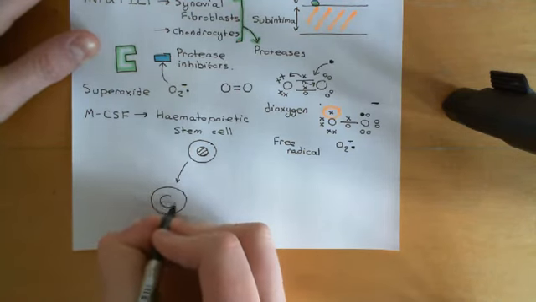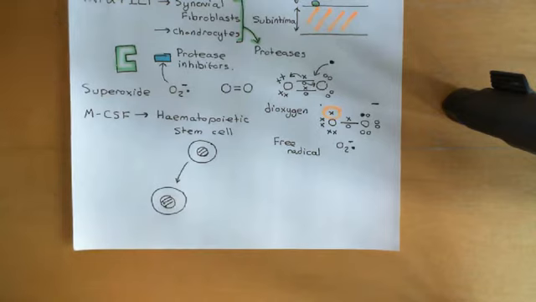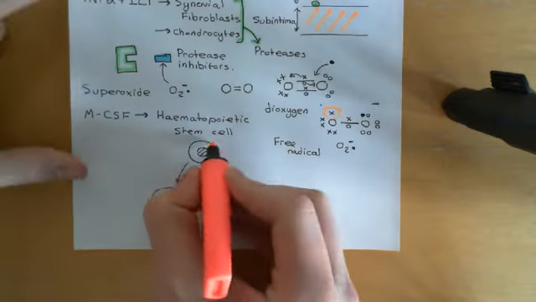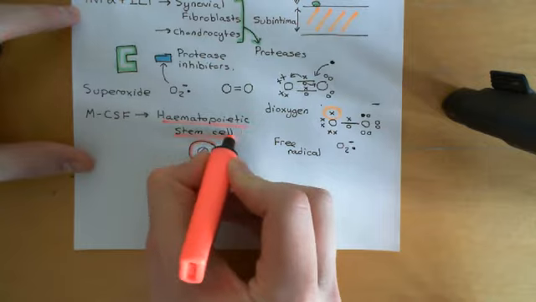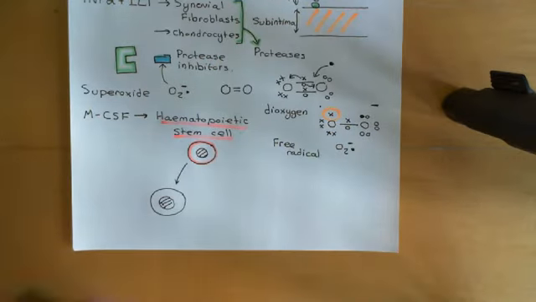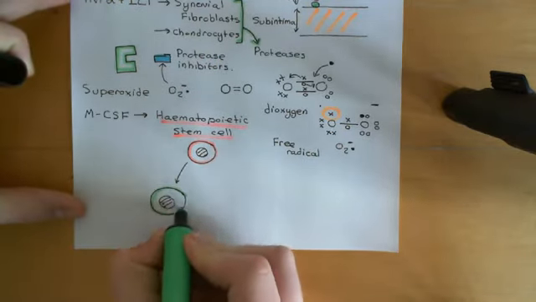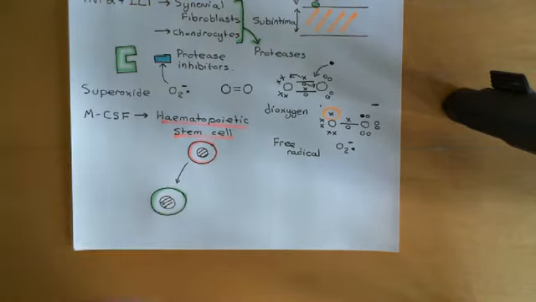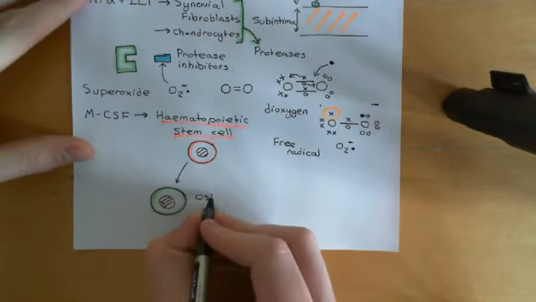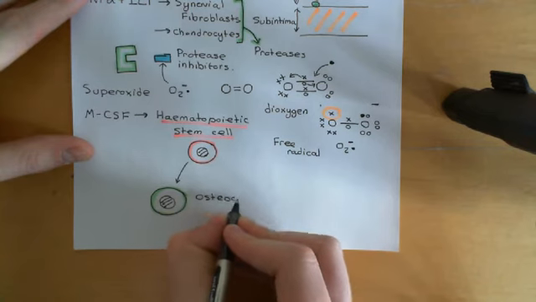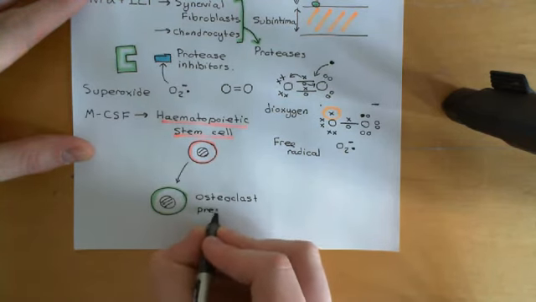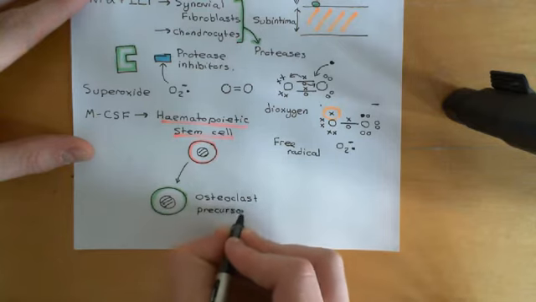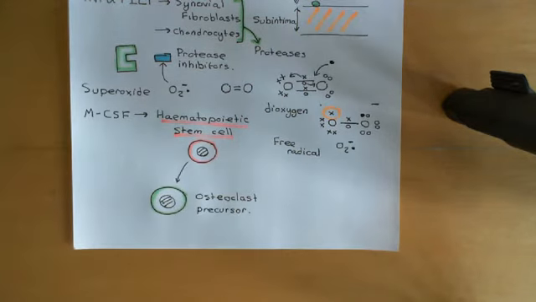Okay, so we'll draw this here. We'll colour in the hematopoietic stem cell here in red, and then we'll have the osteoclast precursor here in green. So you're going to start getting the production of osteoclast precursors, and they are going to go up within the blood. Now, what's going to happen? These osteoclast precursors are going to make their way through the blood to our inflamed synovial joint.